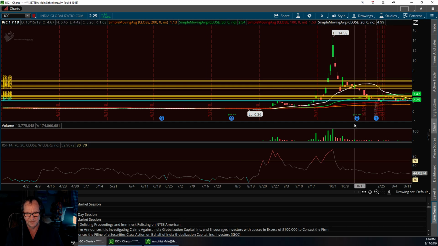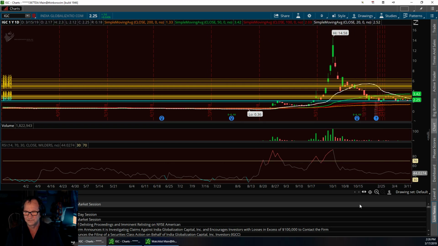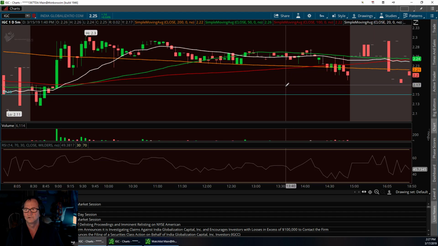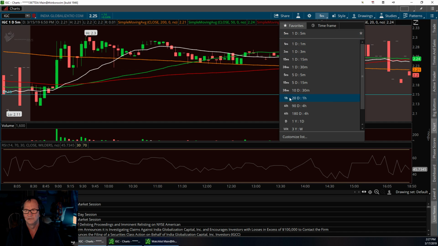And this was a scalper play. It's not something that's going to make you a lot of money. It's something that you're going to scalp. You don't want to swing this trade. You want to try to get in at a support level. And let me look at the 5-day here.